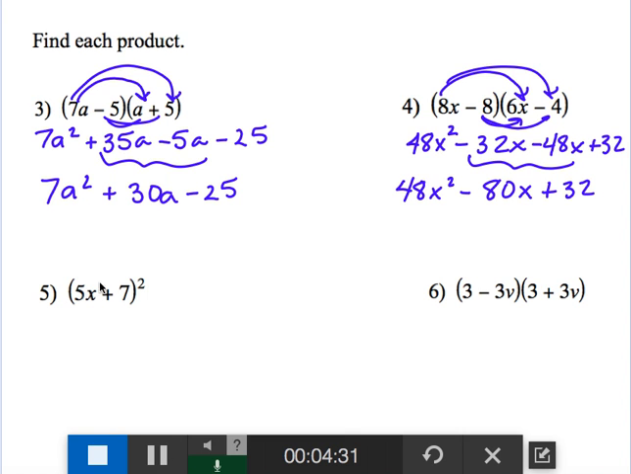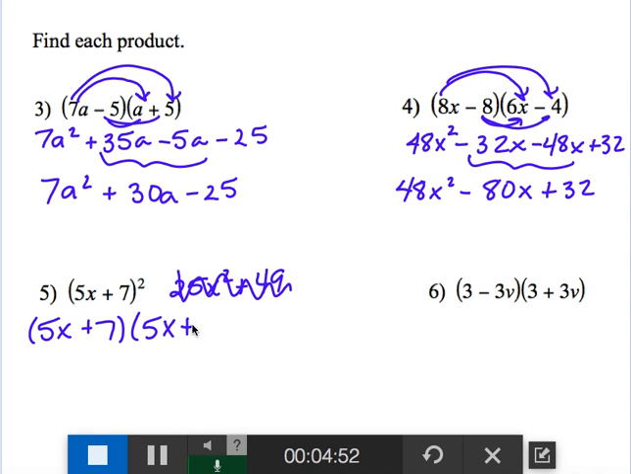All right, this one is considered a special case. Most students make a mistake here. They think it's just going to be square this, and they think their answer is 25x squared plus 49. But that's not correct because you're missing the middle term. This is actually 5x plus 7 times 5x plus 7.